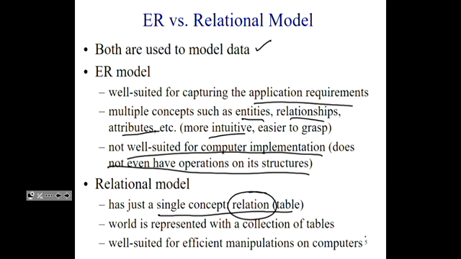In the relational model, the world is represented with just a collection of tables, nothing more. There are no differing types of things. There's no entity set and relationship and so on. It's just a collection of tables. That's it. Because of its simplicity, this is fairly well suited for efficient manipulation on computers.